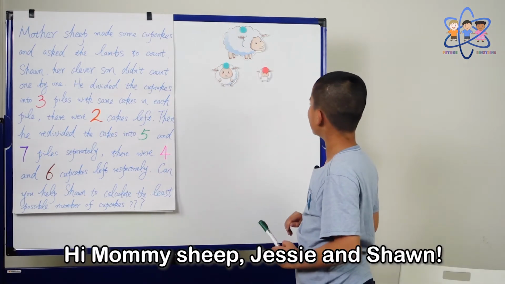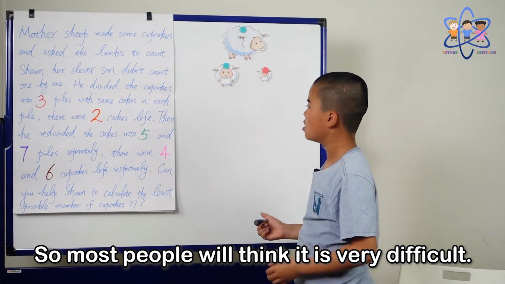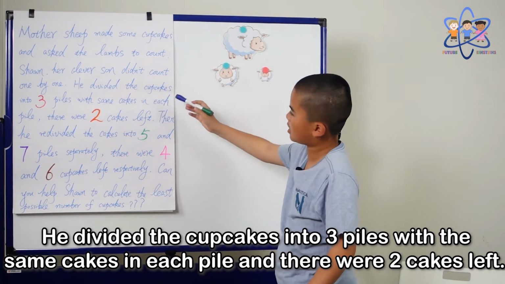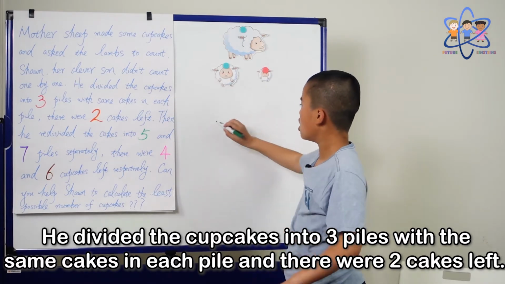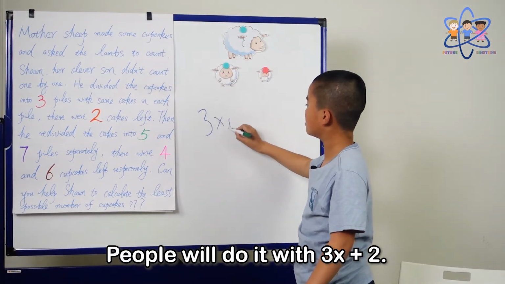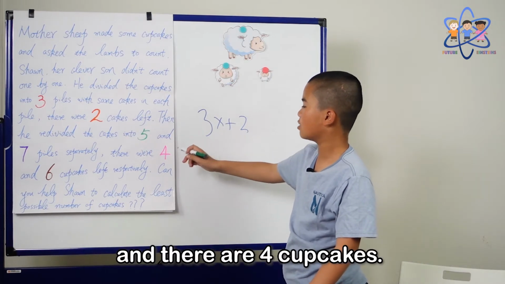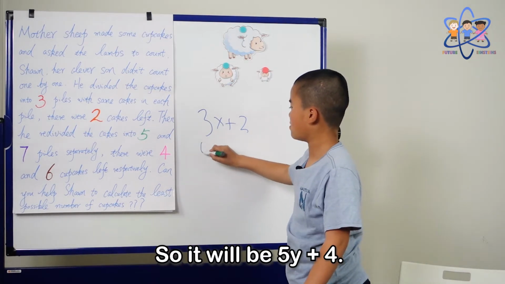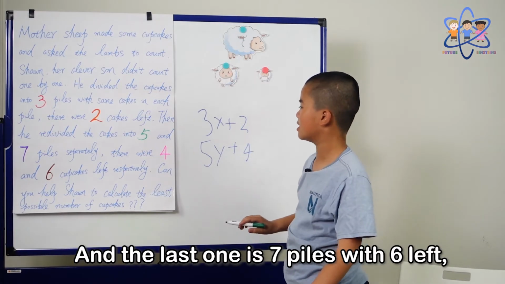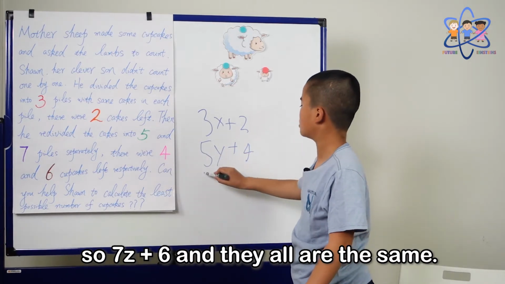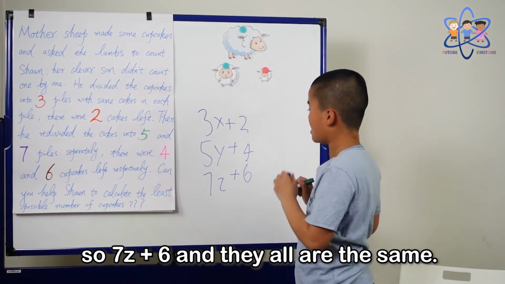Hi, Mommy Sheep, Jessie, and Sean. So most people think it is very difficult. For the one where he divided the cupcakes into 3 piles with the same cakes in each pile, there were 2 cakes left. People would do it with 3x plus 2. Then he redivided the cakes into 5, and there were 4 cupcakes left. So it would be 5y plus 4. And the last one is 7 piles with 6 left. So 7c plus 6. And they all are the same.